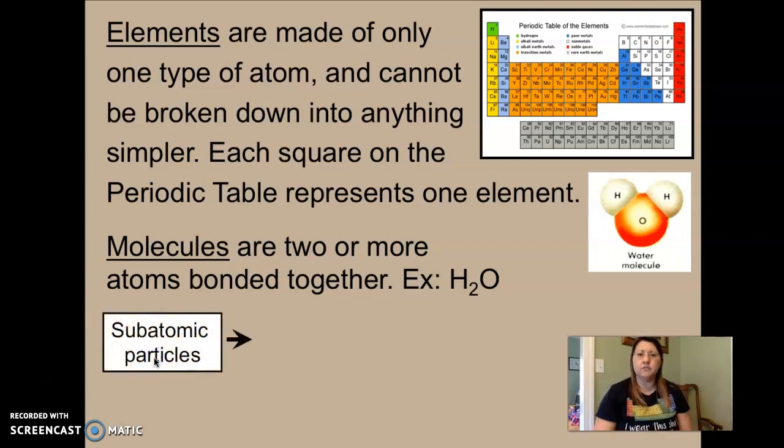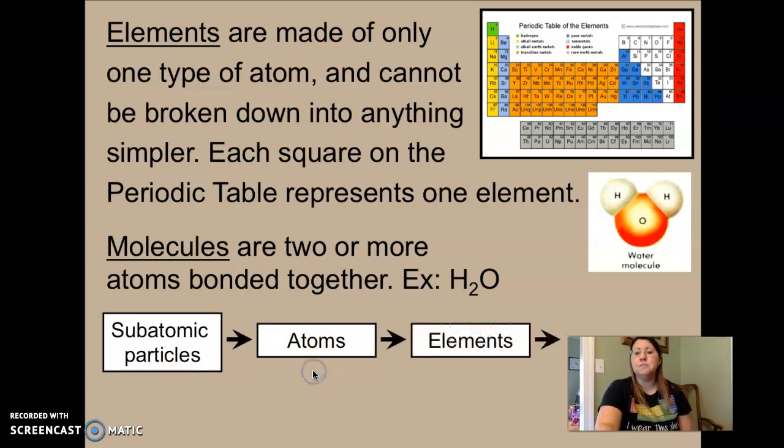So let's recap and start from the smallest and move to the greatest and just kind of see how things are organized. So we have our subatomic particles, our protons, neutrons, and electrons. Those make up the structure of atoms. Atoms make up elements, and elements are pure substances that cannot be broken down. And our elements can be bonded together to make molecules. And we're going to talk about another word, compounds, in this unit as well. So elements, usually when you see the word atom, it's referring to a specific amount of that particular element that is represented.